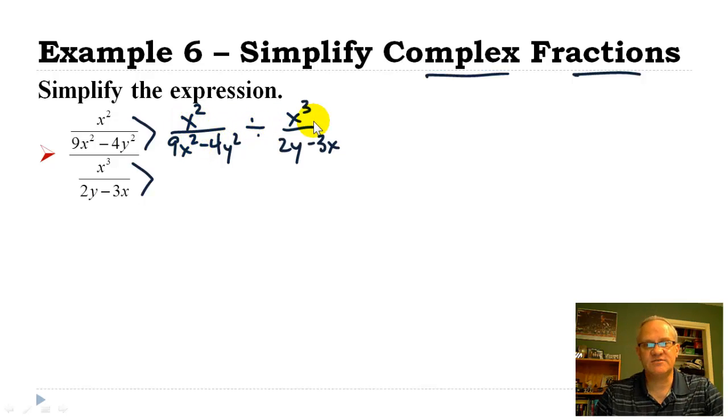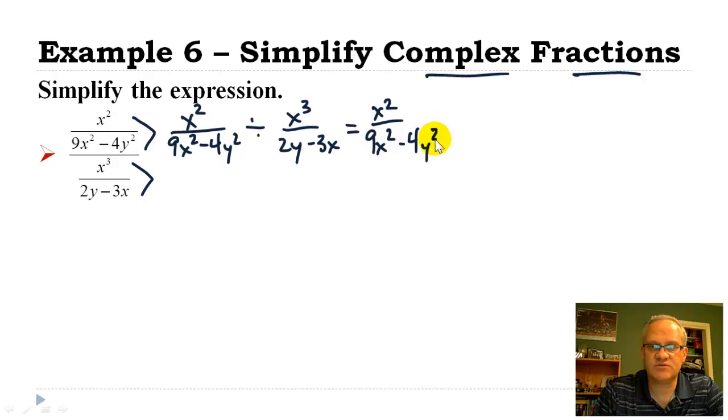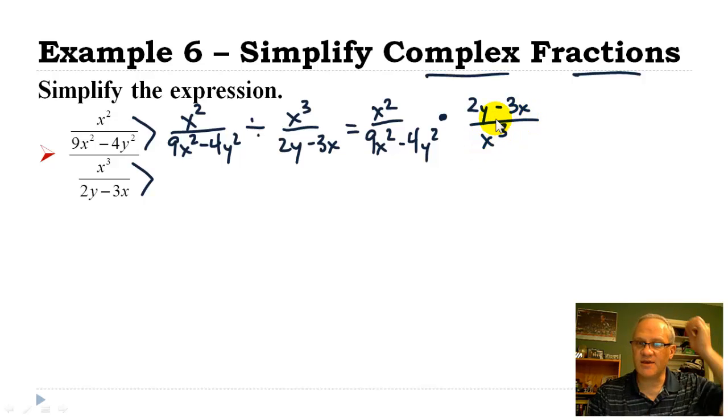So you say, all right, that's division. Well, what do we do when we're dividing? Remember, flip the second guy, then multiply. So this now will become x squared over 9x squared minus 4y squared times 2y minus 3x over x to the third. We've turned it into multiplication.